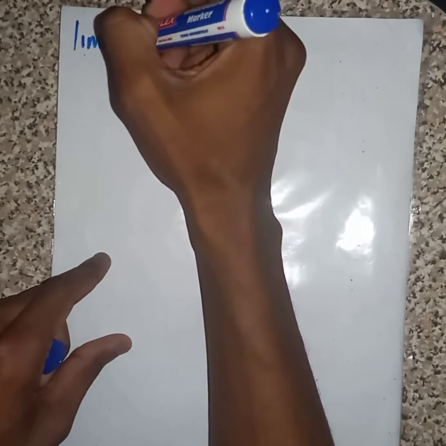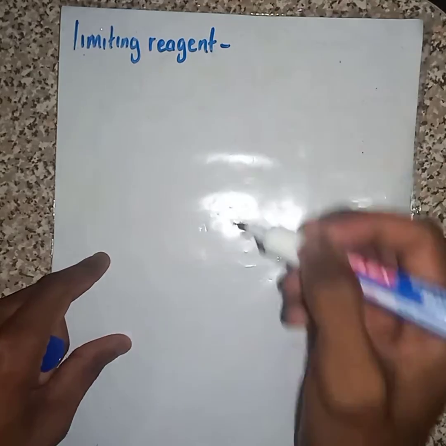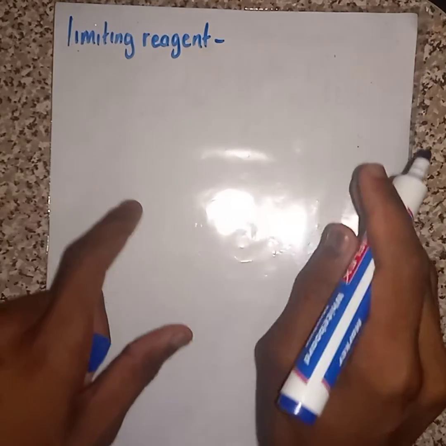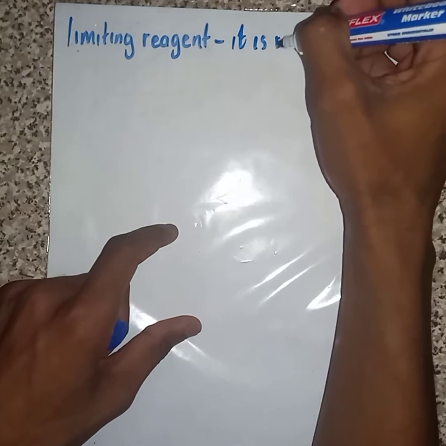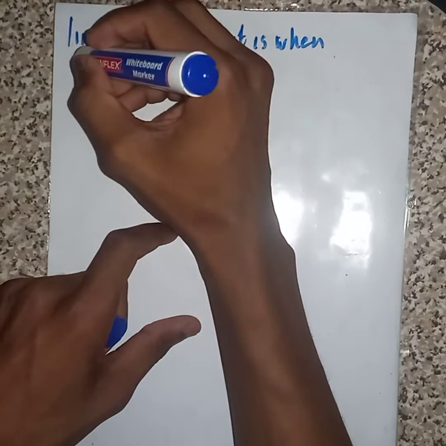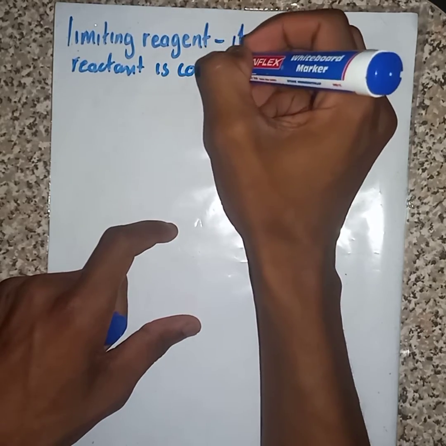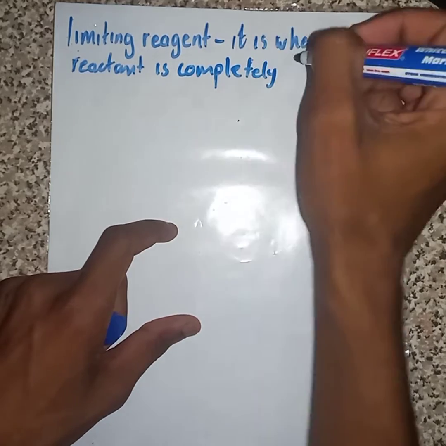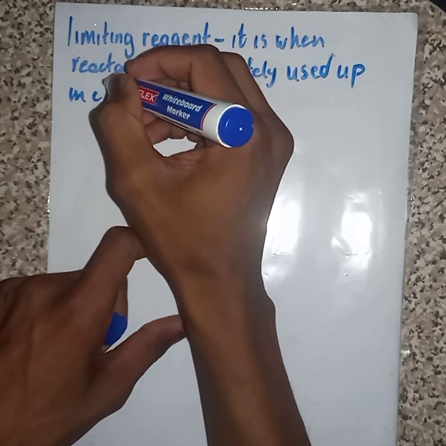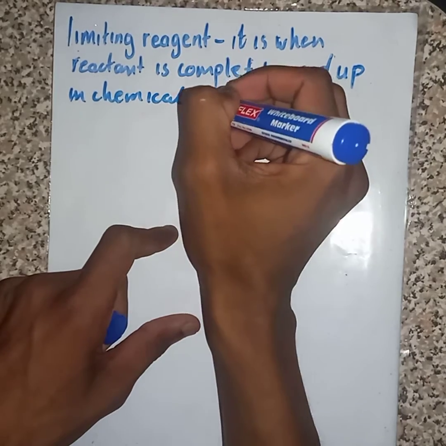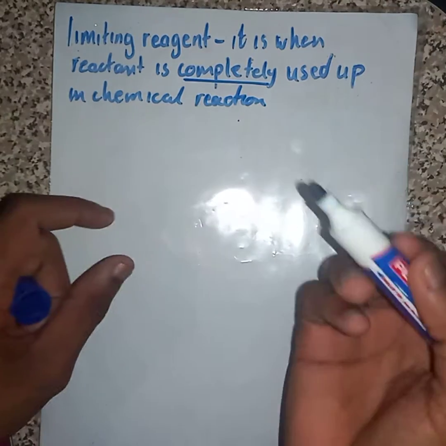Today we are going to do the new concept which is called the limiting reagent. What does the term imply? It simply implies when a reactant is completely used up in a chemical reaction. You see, completely used up in a chemical reaction.